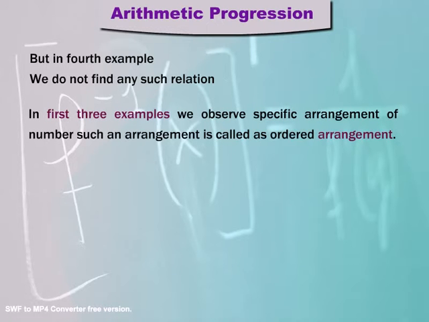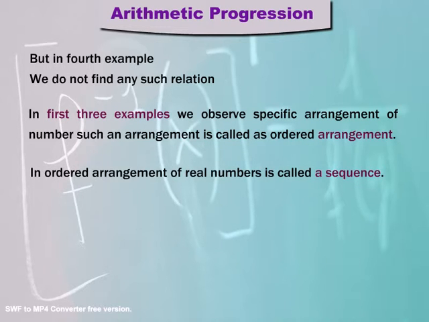In the first three examples, we observe a specific arrangement of numbers. Such an arrangement is called an ordered arrangement. Now we can understand what a sequence is. An ordered arrangement of real numbers is called a sequence.